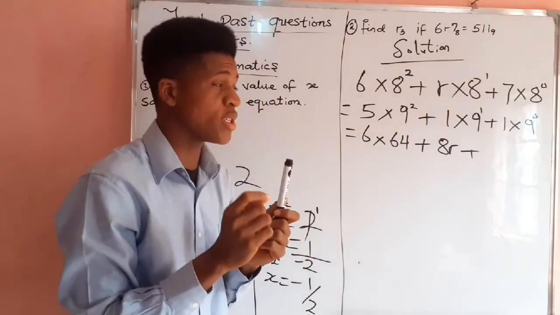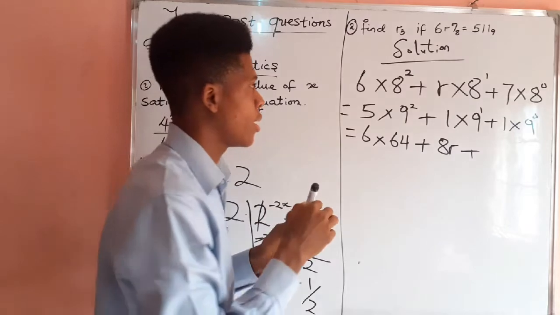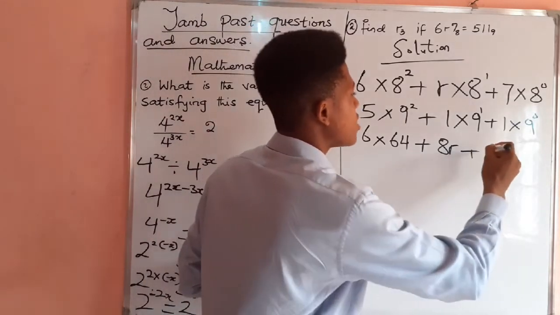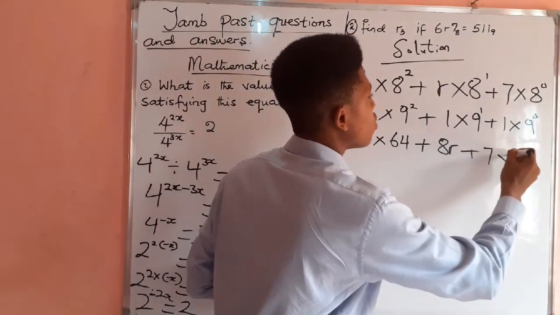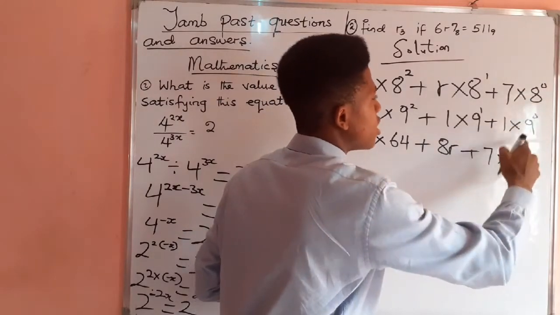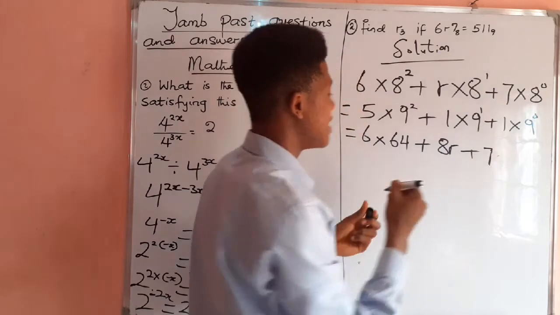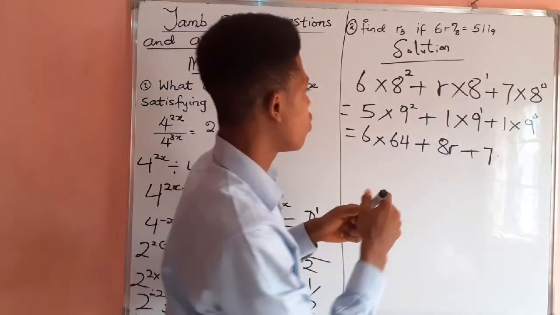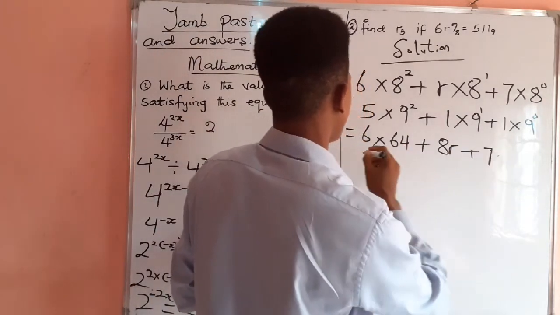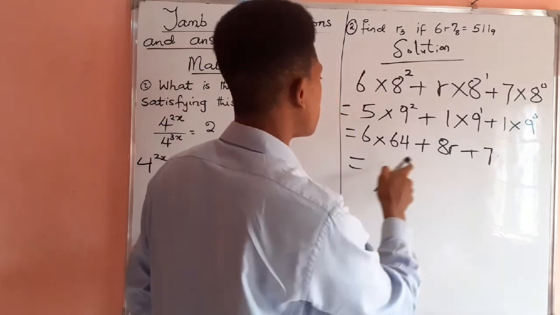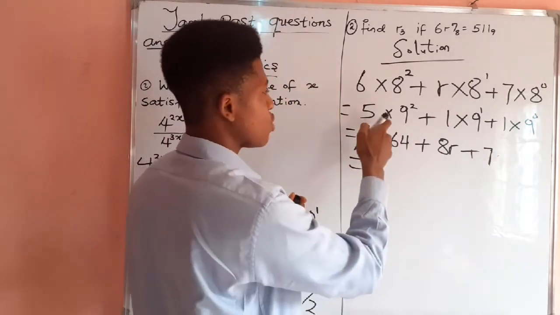Any number raised to power 0, of course, you know is 1. So this is 7 times what? 8 raised to power 0, which is 7 times 1. So there's no need to even put our times. 7 times 1 is 7. Which is then equals to what? This calculation is equals to this.